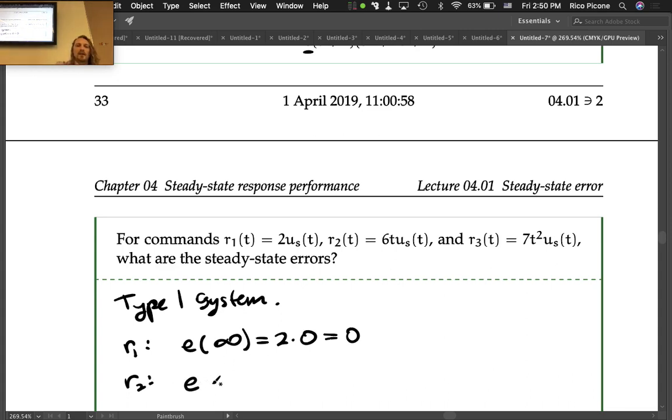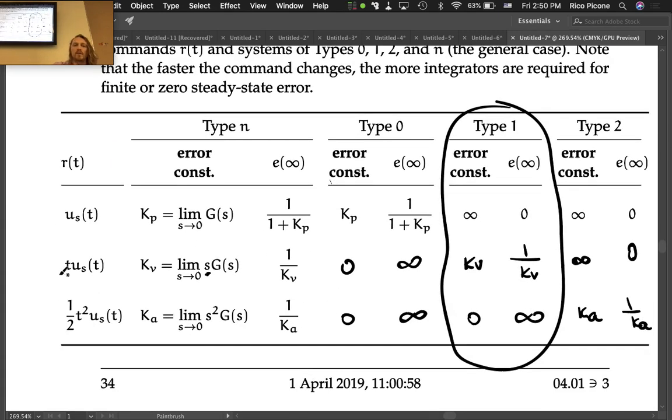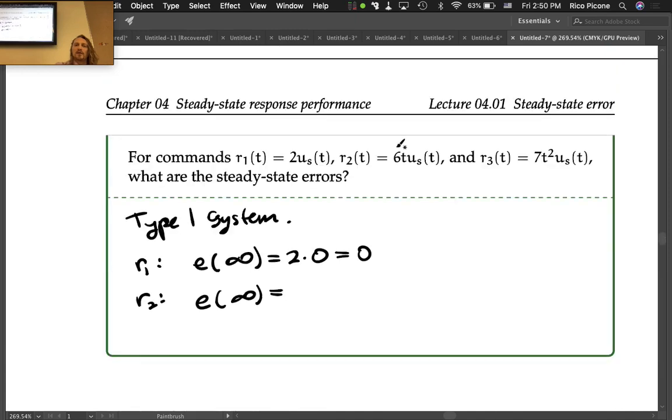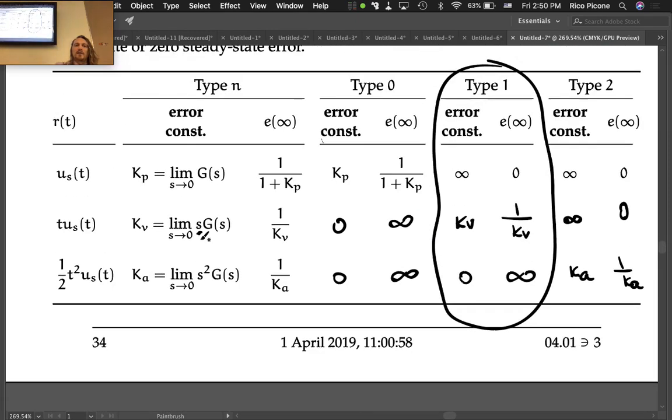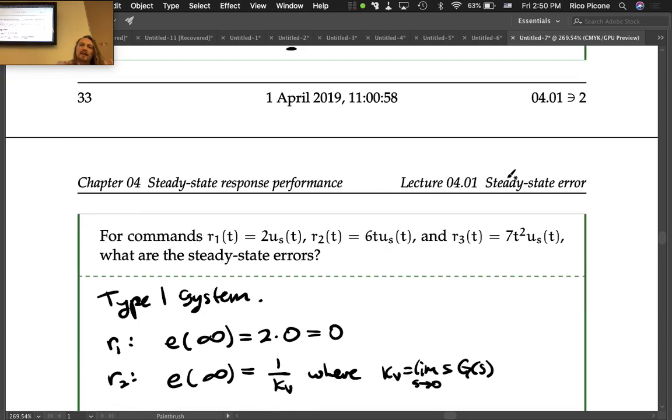For R2, e of infinity is equal to, so now we've got to go down to a ramp function. R2 was 6 times t times the unit step, so we have a scaling of 6 here. And then we have an error constant kv, which is defined as this, and steady state error of 1 over kv. So steady state error is 1 over kv, where kv is equal to the limit as s goes to 0 of s g of s. And we've got our g of s, so let's take that limit.